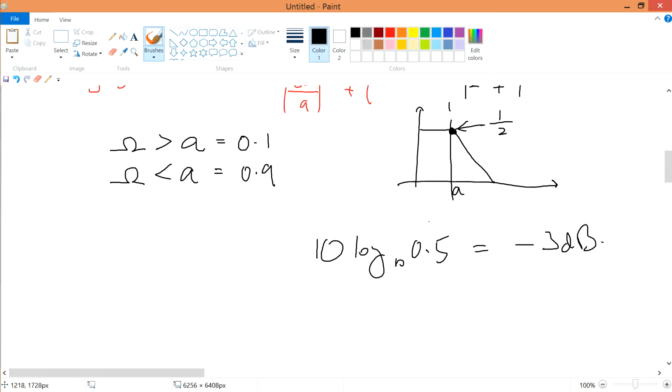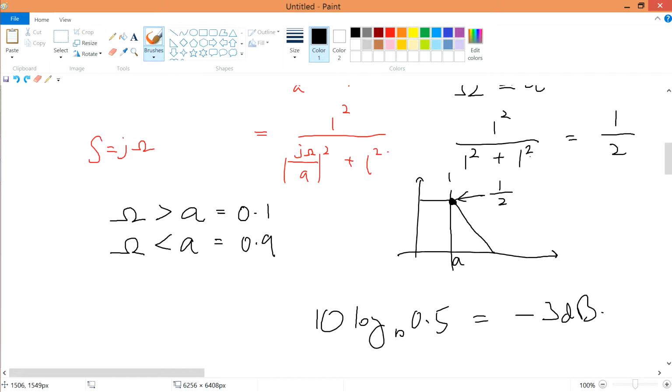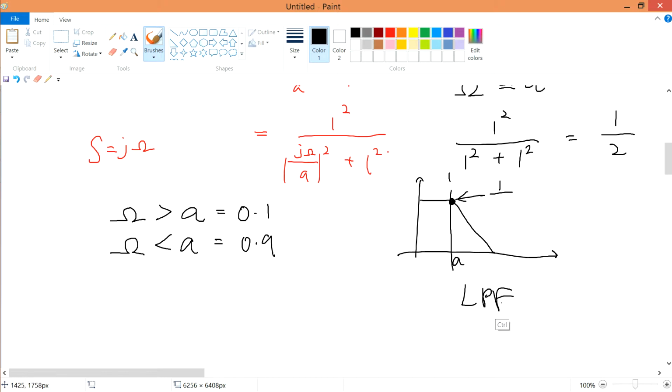So if you take 10 log of your magnitude squared, which is half, you'll get minus 3 dB. This half comes from your transfer function. After you elaborate it, you'll have this value, and you substitute it into here to find your decibels. This is the point where you have half of your power, and later on you have lesser and lesser power, and therefore this is the low pass filter.